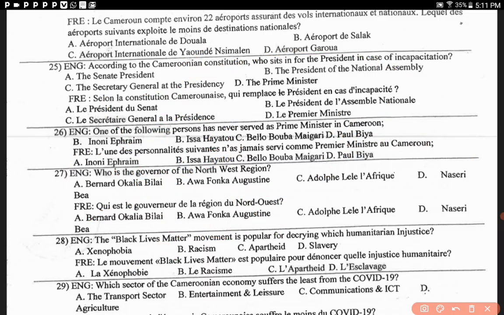Now, what's the meaning of interim? When they say interim, it means the person is president while waiting for the real president to be voted. So the president of the Senate will become president, and then an election will be organized, and citizens will vote for the new president to come up.